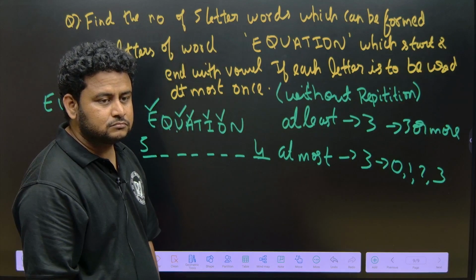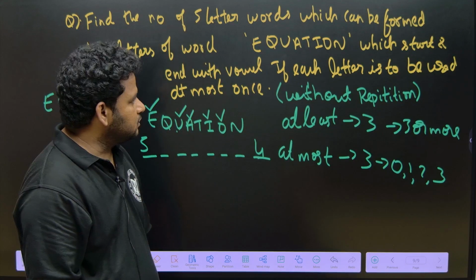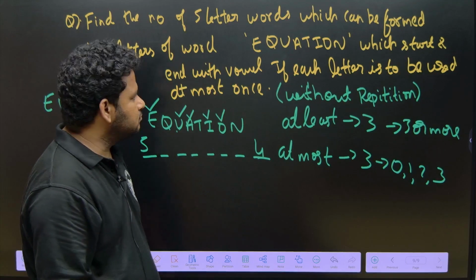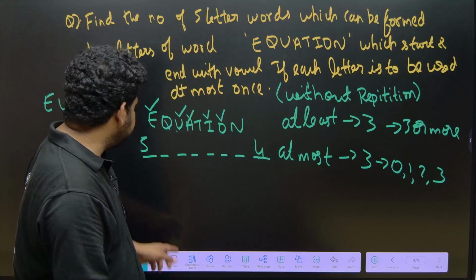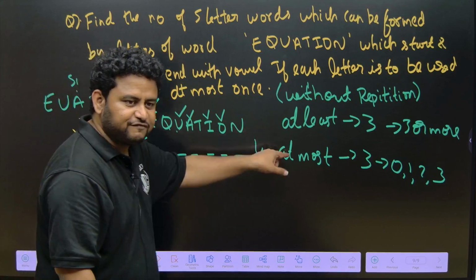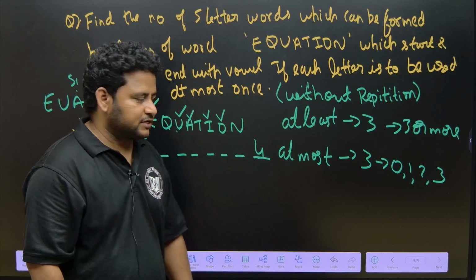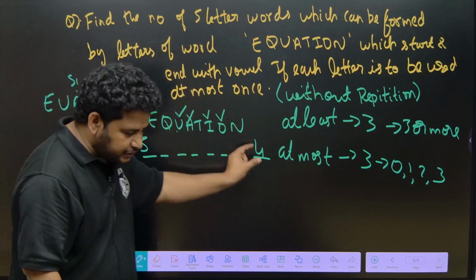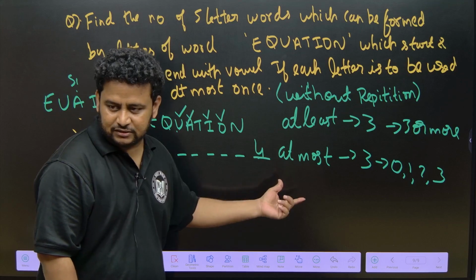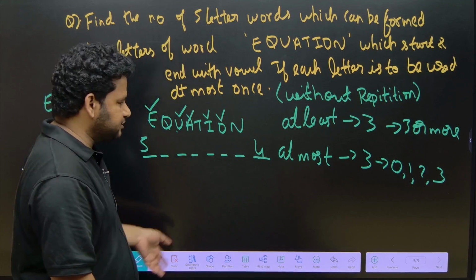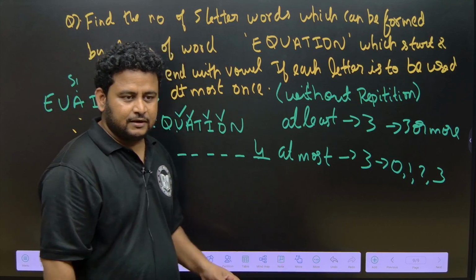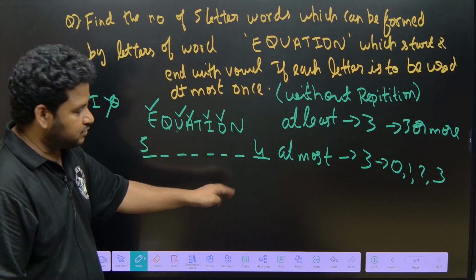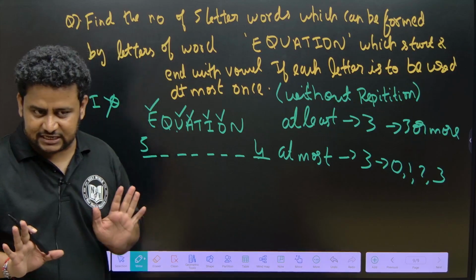Another condition: each letter can be used at most once. It cannot be repeated. That's why I am writing 4 here; otherwise I would have written 5. Suppose I have fixed O here. Then I could write O here again if repetition were allowed. If it is repetition, 5 vowels here, 5 vowels here. But without repetition, I am removing 1 vowel. What is left? 4. So here I am writing 4. Understood? Till here is it clear?